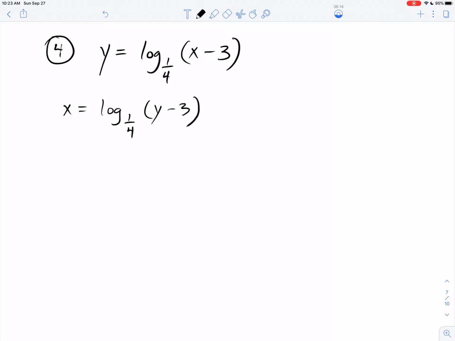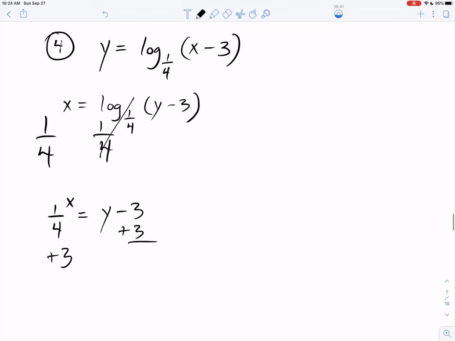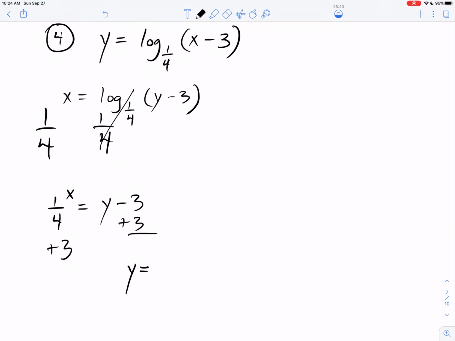And then I could say, I've got to get rid of this log, so I'm going to do this trick. I'm going to make a big old base. I'm all about that base. So what would happen over here, kaboom, I have 1/4 to the x equals y minus 3. I'm going to move the 3. So my new function here is y equals 1/4 to the x plus 3.